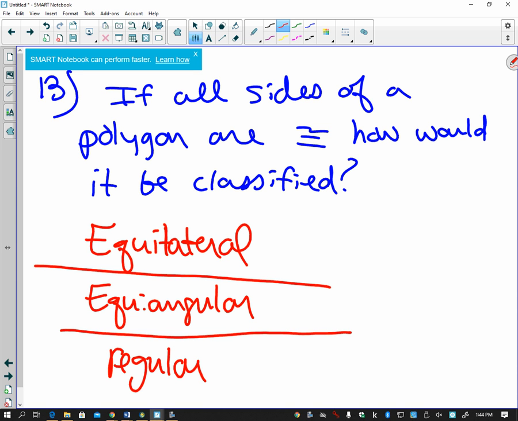Okay? The answer for this question is only equilateral. We don't have enough information to say it's equiangular. Now, if they'd said that polygon was a triangle, then by definition it's going to be equiangular, and if it's equiangular, then it's going to be regular. All equilateral triangles are all three. All equiangular triangles are all three. But it's not specific enough to say that because it just says polygon, okay? But that's a good observation.